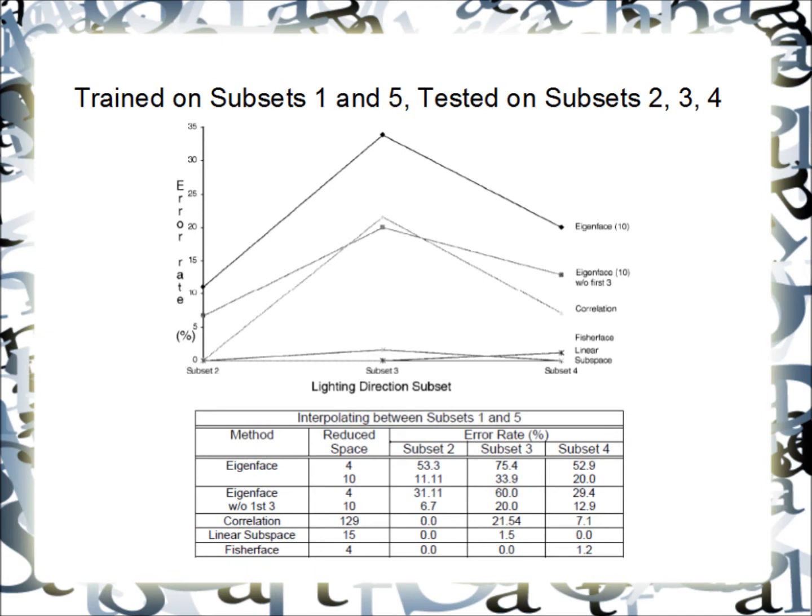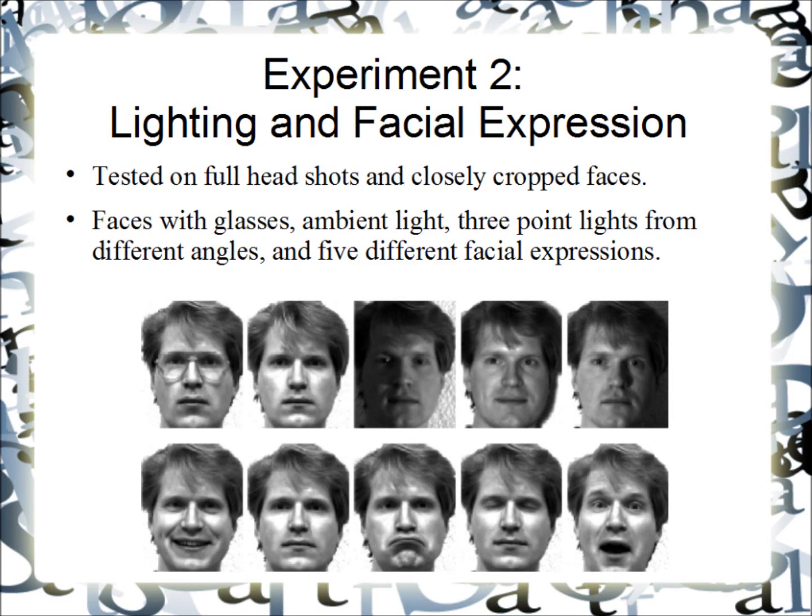In the second example, we train on subsets 1 and 5 and test on subsets 2, 3, and 4. And once again, we see that Eigenface and correlation don't do very well, whereas Fisherface and linear subspace do pretty well. In the second experiment, we have differences in lighting and facial expression.